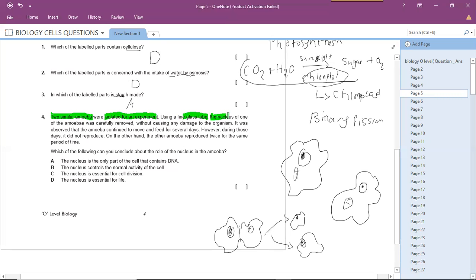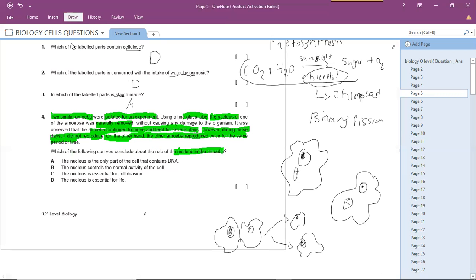The nucleus of one of the amoeba was carefully removed without causing any damage to the organism. It was observed that the amoeba continued to move and feed for several days. However, during those days, it did not reproduce, so it did not divide via binary fission. On the other hand, the other amoeba reproduced twice for the same period. Which of the following can you conclude about the role of the nucleus in the amoeba?